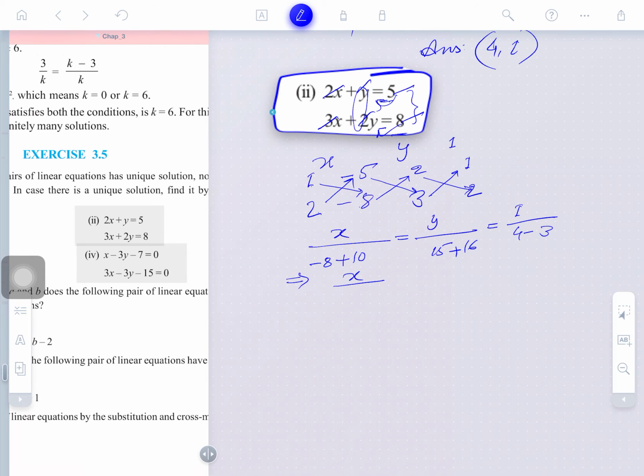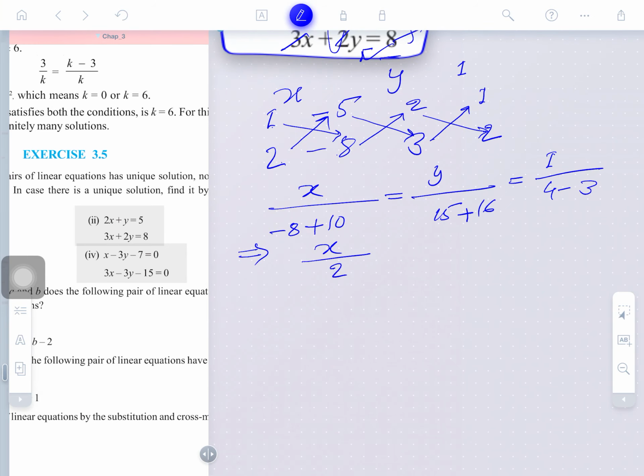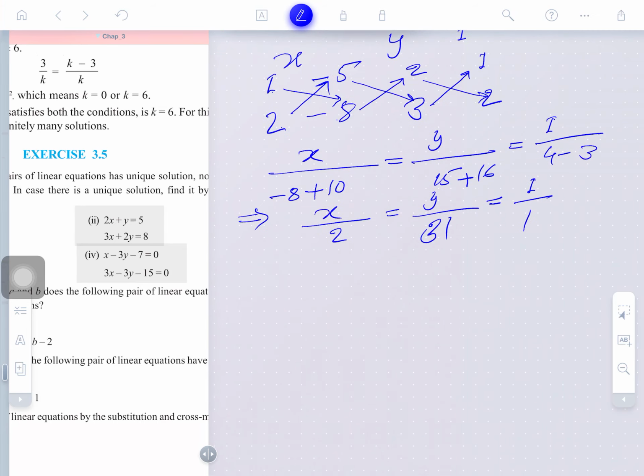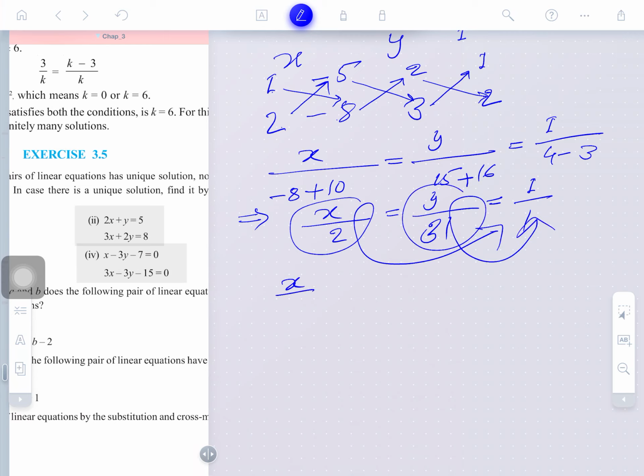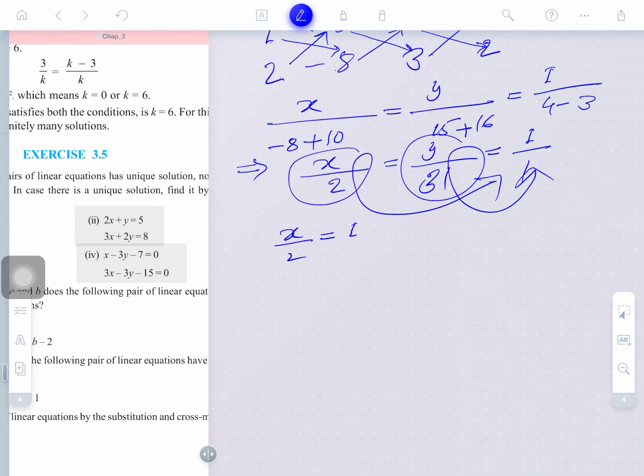It's x divided by, what is the difference? 2 will come here, and y divided by, what is that here? 31. And what next is 1 divided by 1. So this is equal to this and this is equal to this. So x divided by 2 is equal to 1. So what shall it be? Please tell me. X is equal to 2.